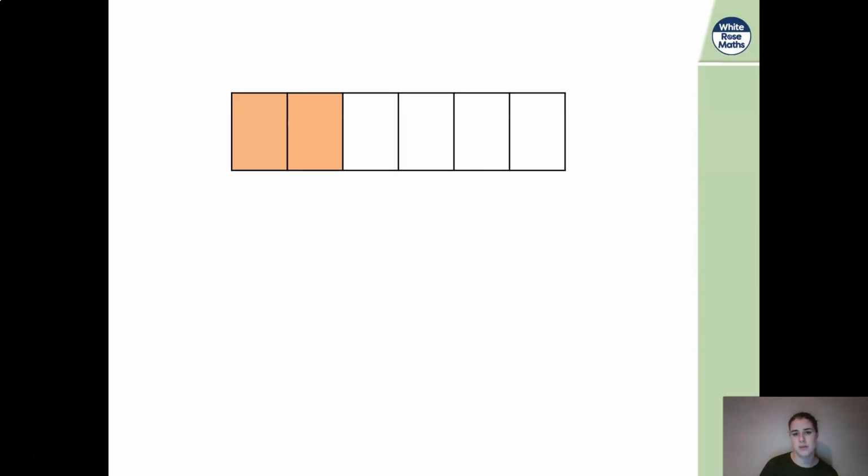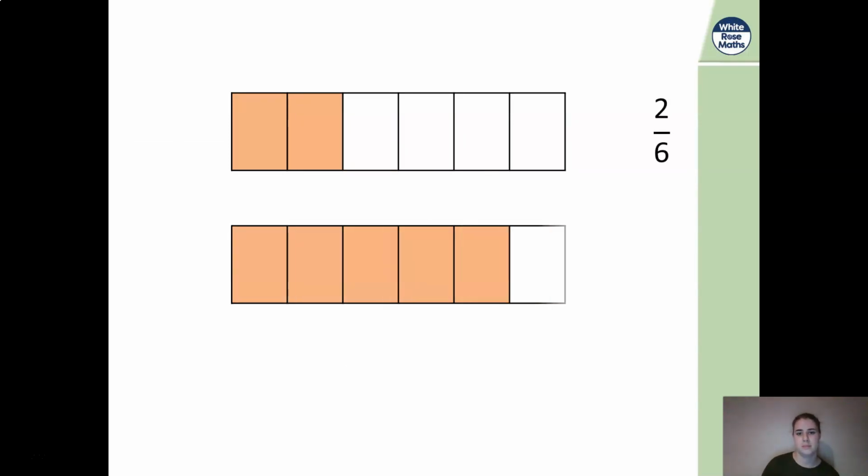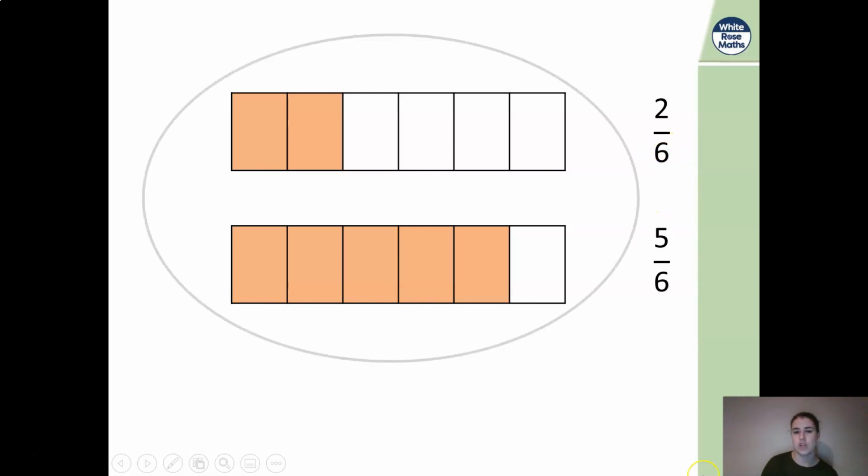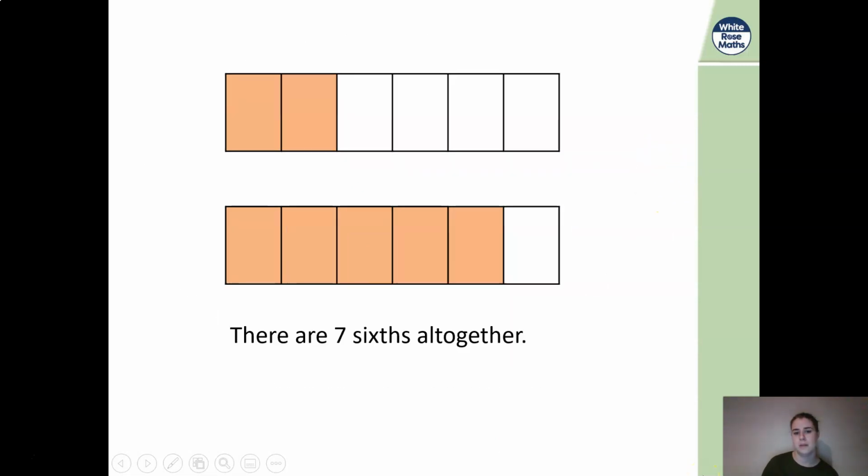So let's have a look at this one then. So here we've got 2 sixths, and here we've only got 5 sixths. Now I don't see a whole bar that's shaded in. But if I count them all together, I have 1, 2, 3, 4, 5, 6, 7. Now that's more than my denominator. So I should be able to move some of these so that they make a whole.